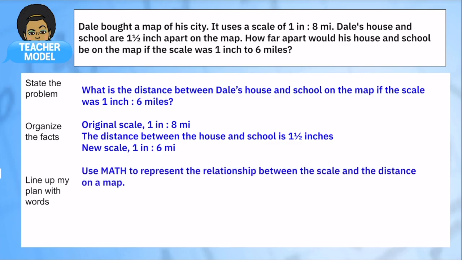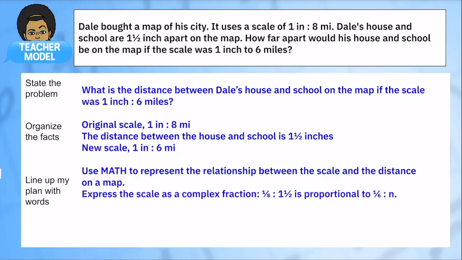I'm going to model 2 different methods for this. And here's one method where we're going to use math to represent the scale and the distance on the map. So I'm going to express that as a complex fraction, 1 to 8. So I'm changing the scale from 1 inch equals 8 miles to 1/8. And I'm setting that proportional to 1.5 inches to what's on the map. And my second ratio is going to be my new scale, 1 to 6. So 1 inch equals 6 miles to figure out what that distance would be.